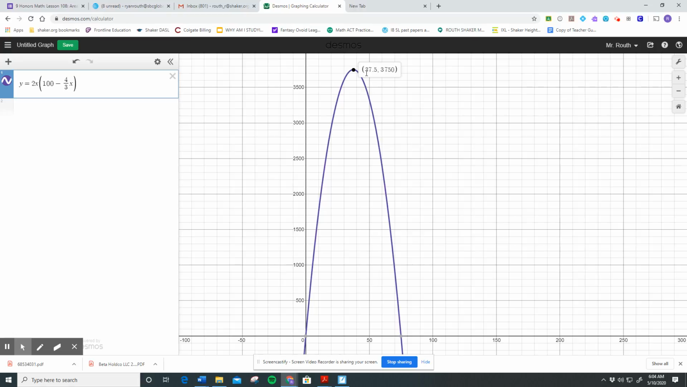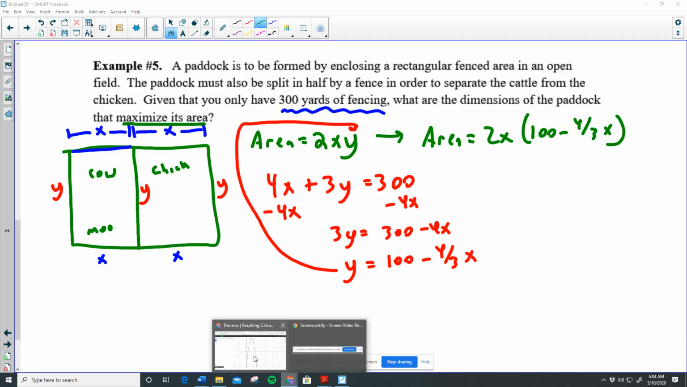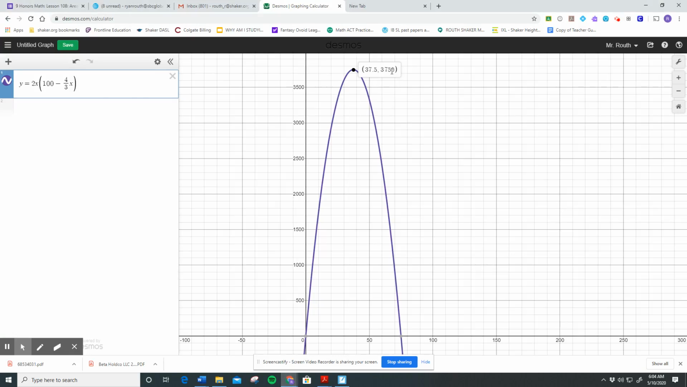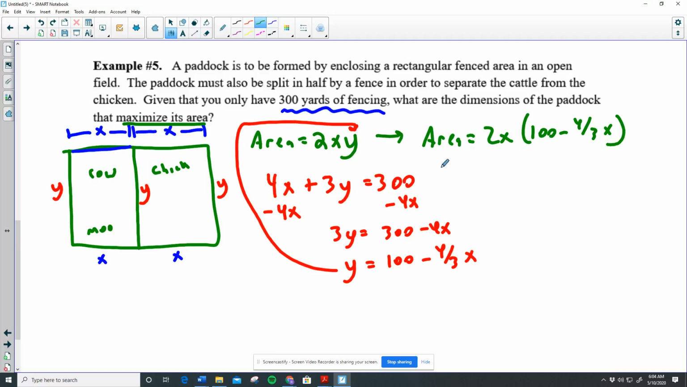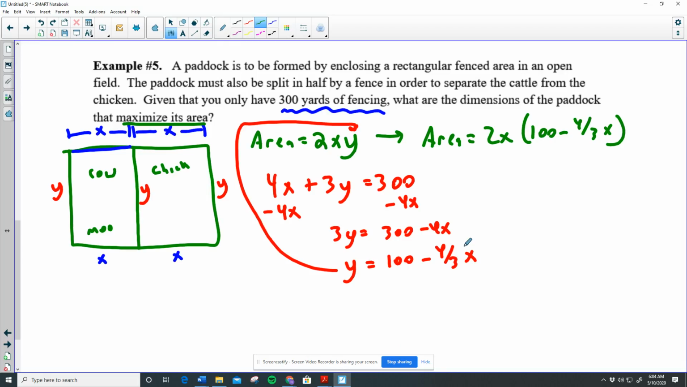So the 37.5, that's my x value, right? So that's telling me the x value in the diagram over here. It's telling me that this length is 37.5. What is that 3750 telling me? Well, that 3750, remember, is this y value here. But what is y? What do we substitute? Y is area. So that's telling me what the area is of the paddock when x is equal to 37.5.